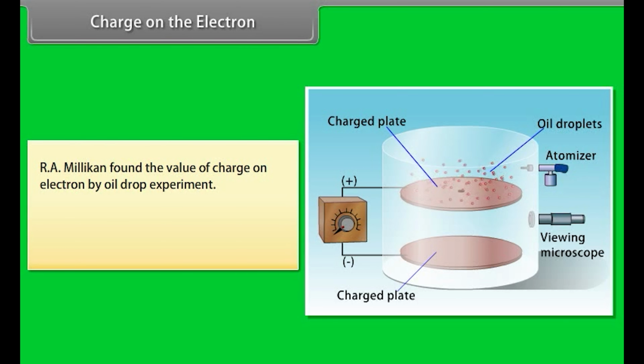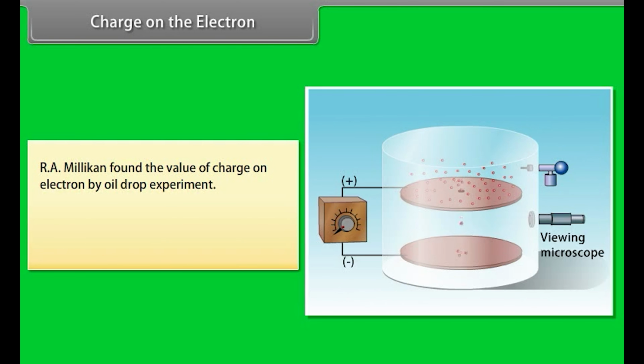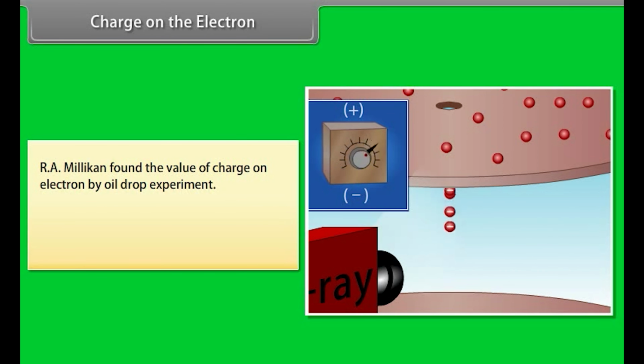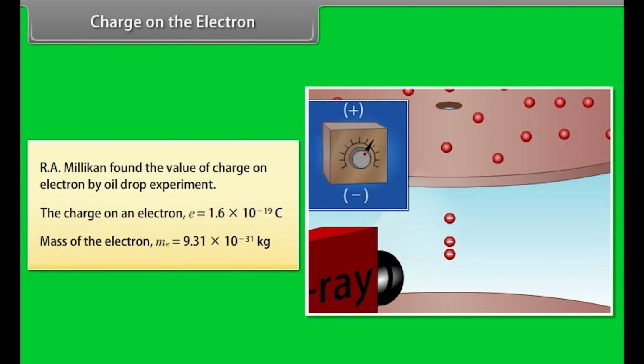The oil droplets enter the apparatus through a small hole and are allowed to fall in between two charged plates. The motion of the droplets is observed with a microscope. The space between charged plates is irradiated with X-rays. The X-rays ionize the molecules of air. One or more electrons thus produced may be absorbed by an oil droplet. Thus, the charge on an electron e is equal to 1.6 × 10^-19 coulomb. Mass of the electron m_e is equal to 9.31 × 10^-31 kilogram.